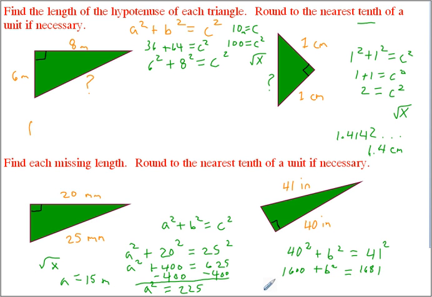Now when I subtract 1600 from both sides, what I end up with is B squared is equal to 81. And in your mind, you should be able to figure that out. If you need to use the square root button, that's fine. But B squared, take the square root of this side, take the square root of that side, and you end up with B is equal to 9. And don't forget the unit, so that's inches. And we're done.